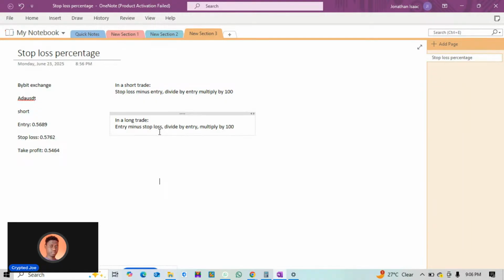Whichever answer you get, press equals, divide it by your entry on that signal, press equals, then multiply by 100. It will give you a number with decimal points. You have to pick the first two digits after the decimal point.